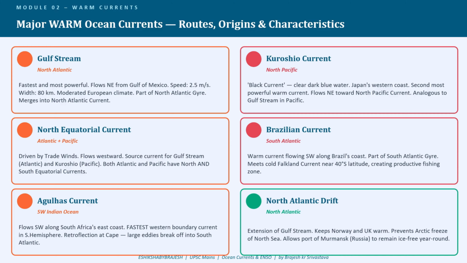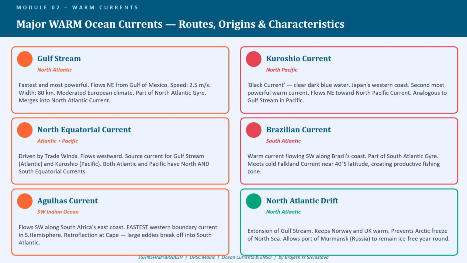The Brazilian current flows southwest along Brazil's coast, part of the South Atlantic gyre. It eventually meets the cold Falkland Current, also called Malvinas Current, near 40 degrees south latitude. This confluence zone is one of the world's richest fishing grounds.